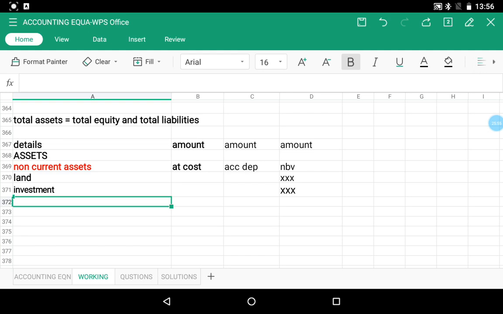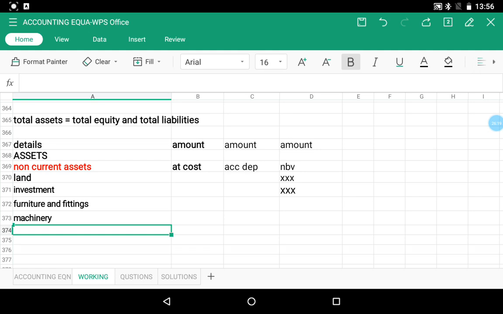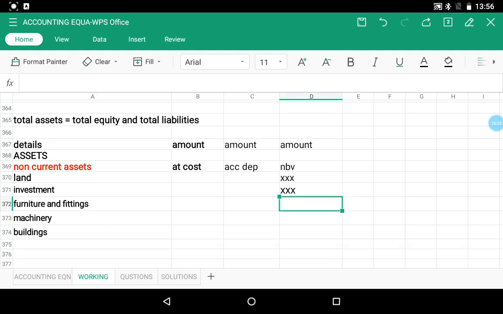Third, maybe we have furniture and fittings. We have machinery, a thing that you have that takes more than a year. We have buildings. Maybe you have your tenants, or you have the building you are working in. Yeah, we put them here.